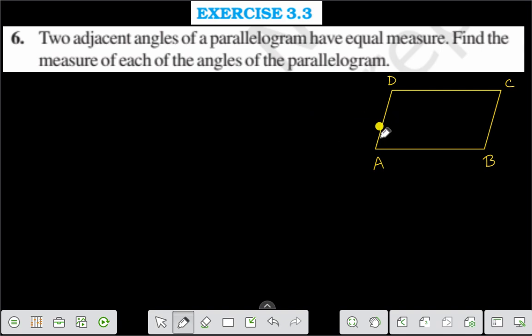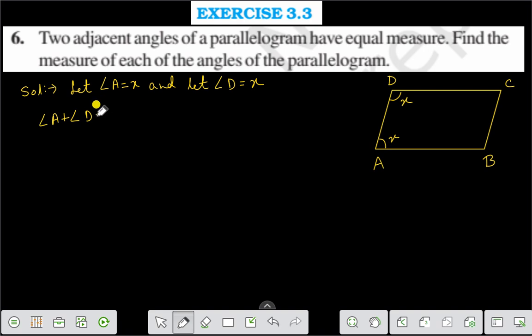Let angle A be equal to x, and also angle D is equal to x because they are the same. Here you see that angle A and angle D are adjacent angles. Therefore, we can write angle A plus angle D is equal to 180 degrees.